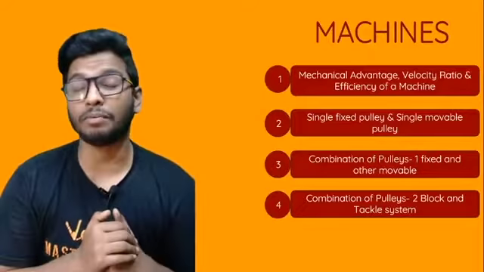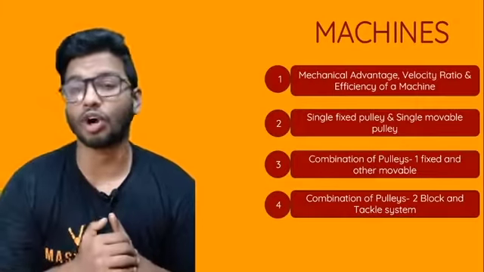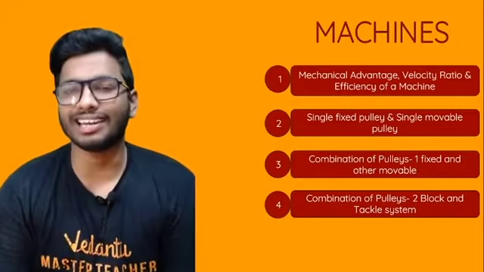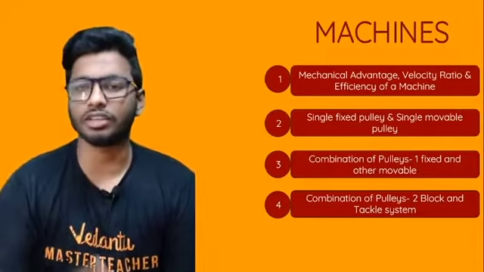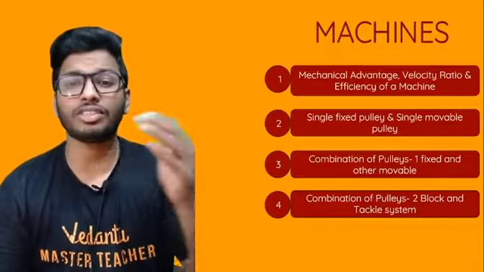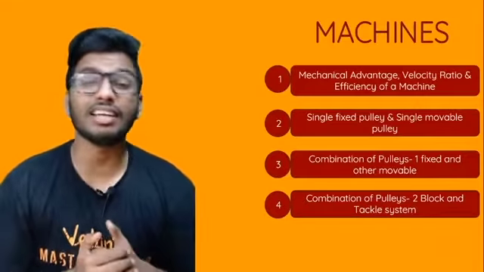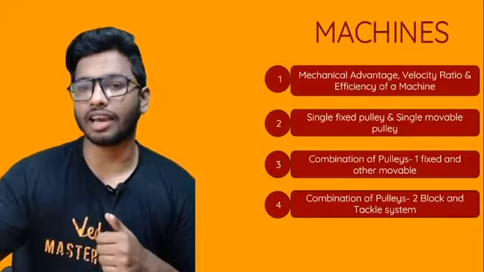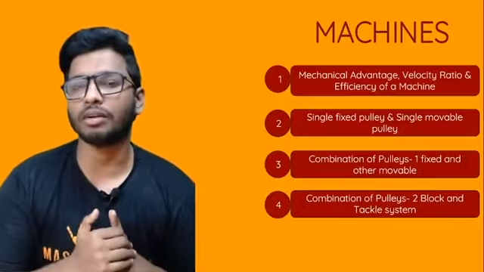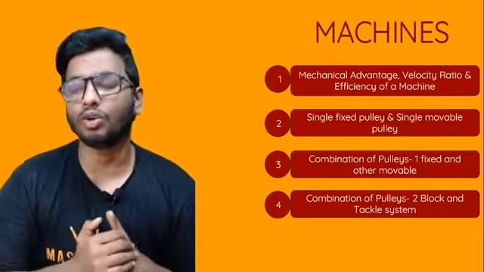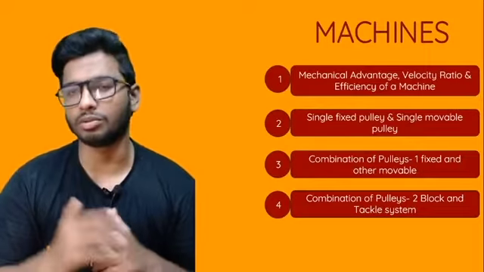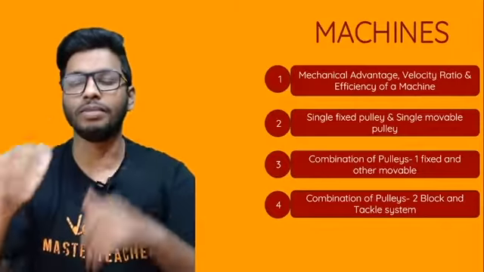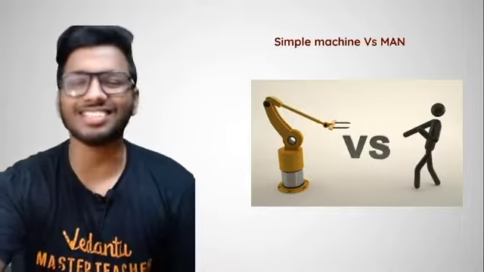So in this particular chapter on machines, in today's session we'll be talking about mechanical advantage, velocity ratios, and efficiency of the machine. Then we'll understand single or fixed pulleys and single movable pulleys, and then the combinations of pulleys, one fixed and the other movable, and also other combinations of pulleys, where two blocks and a tackle system are used. So we'll be talking about all of that in this series on machines. So yes guys, let us get started with today's session.